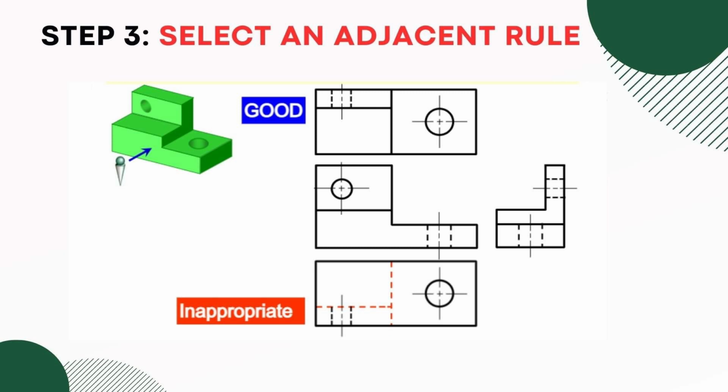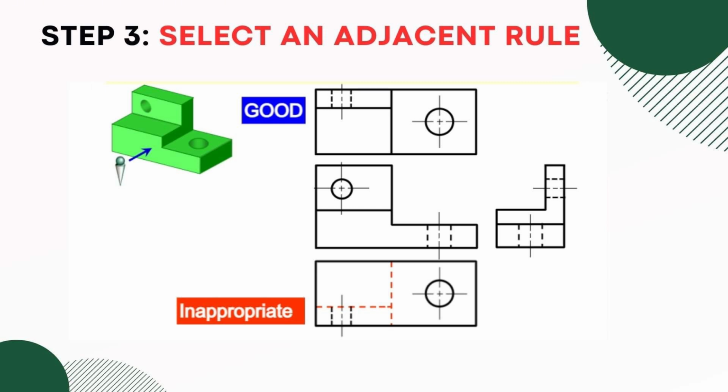Next, step 3. Select an adjacent view. There are multiple options. This is a front view. You can take top view, right side, left side, bottom side, rear side. So which view is the best? Here, that is the right side view. When you see from the right side, this hole will also be a hidden line. And this hole that is in the L shape will also be hidden. This is the right side now.